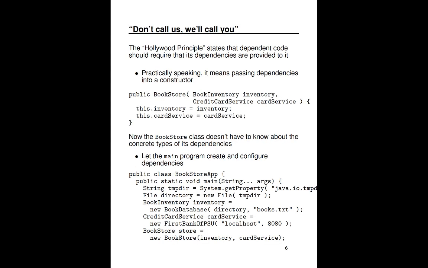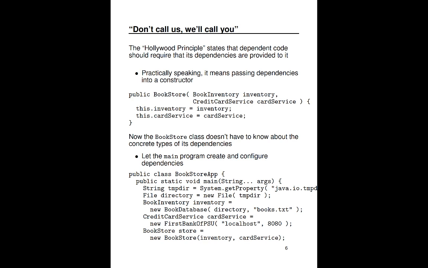So this ended up being a pretty common problem with object-oriented code. You end up with code that's tightly coupled, which makes it hard to test and harder to evolve. At some point, the so-called Hollywood principle was coined, which states that dependent code should require that its dependencies are provided to it instead of creating those dependencies itself. It's called the Hollywood principle because the idea is like, hey, don't call us, we'll call you. Meaning that someone else will provide me the dependencies, me being a class like the bookstore, instead of me having to create them myself. What this means in practical terms is that dependencies are provided to an object via its constructor instead of that object creating it itself.